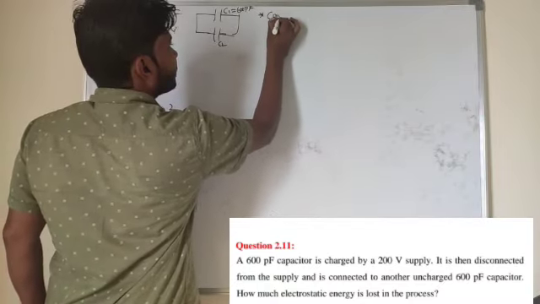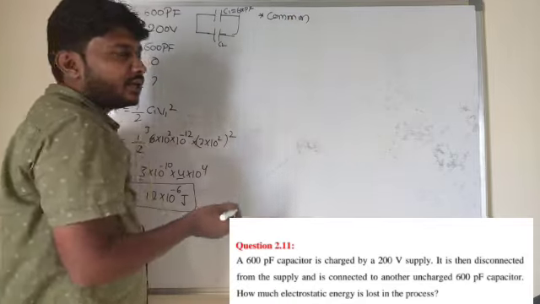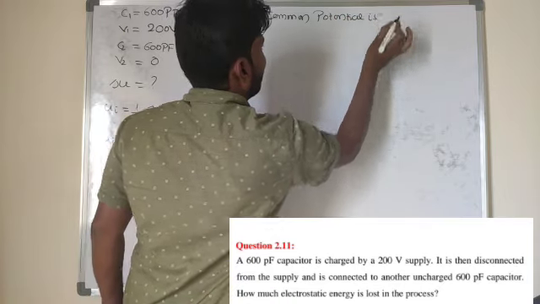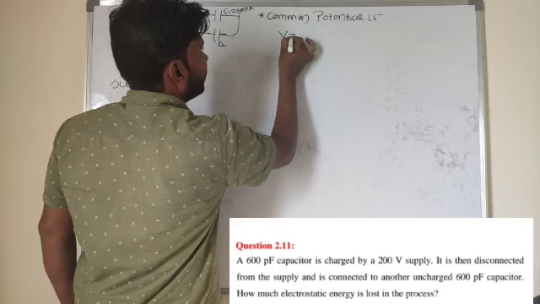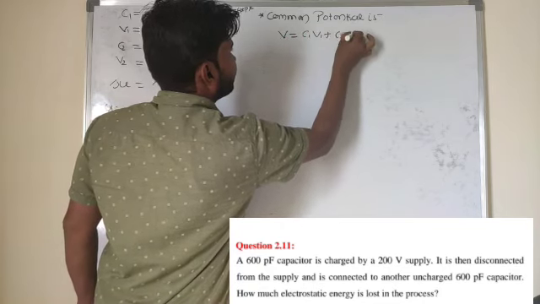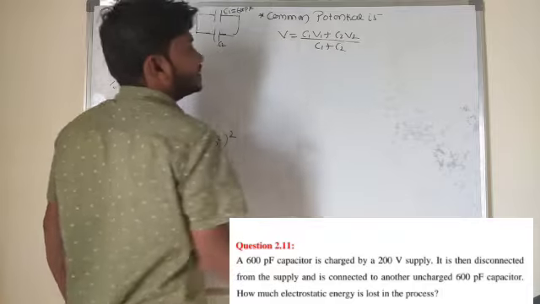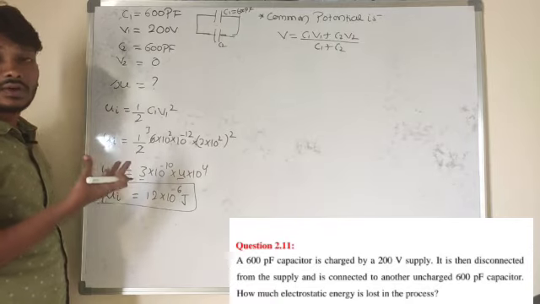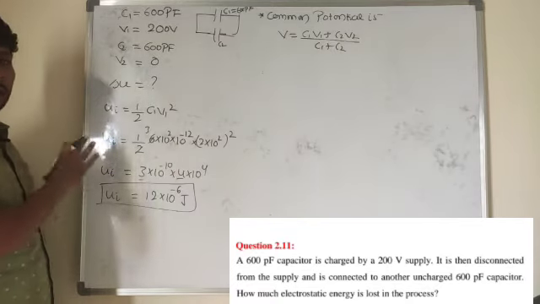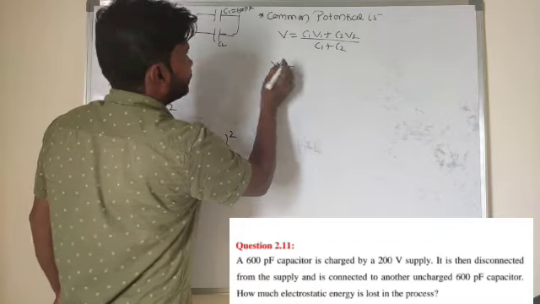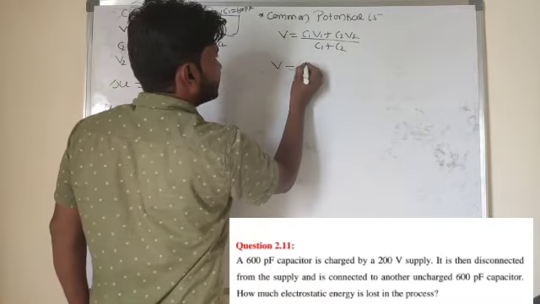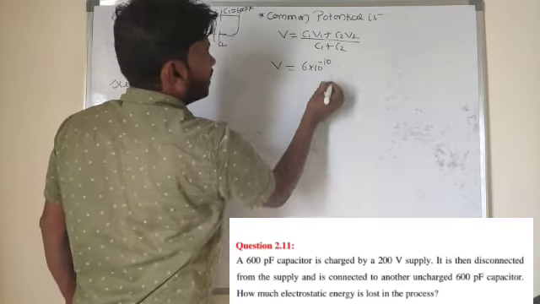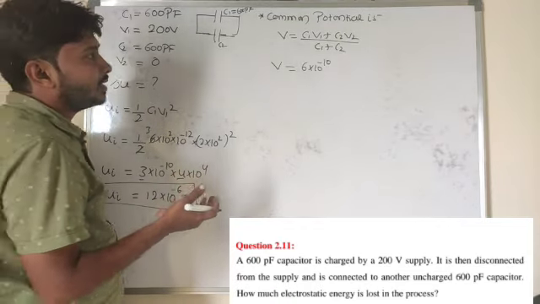So first, let me find out that common potential value. Common potential is, so what is the connecting formula? C1 V1 plus C2 V2 divided by C1 plus C2. In a theory examination we are not supposed to use the direct formula, so just solve by the usual method only. So first the initial energy stored, then I can find the common potential. C1 value is what? C1 value is 10 to the power of minus 10, or 600 into 10 to the power of minus 12, both are the same.